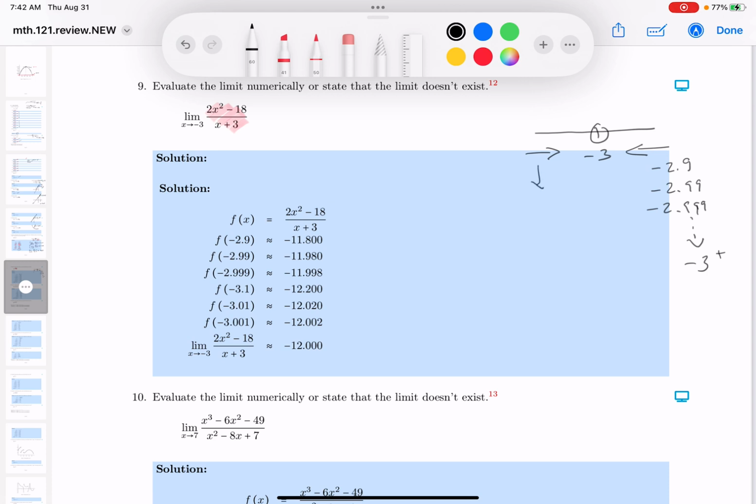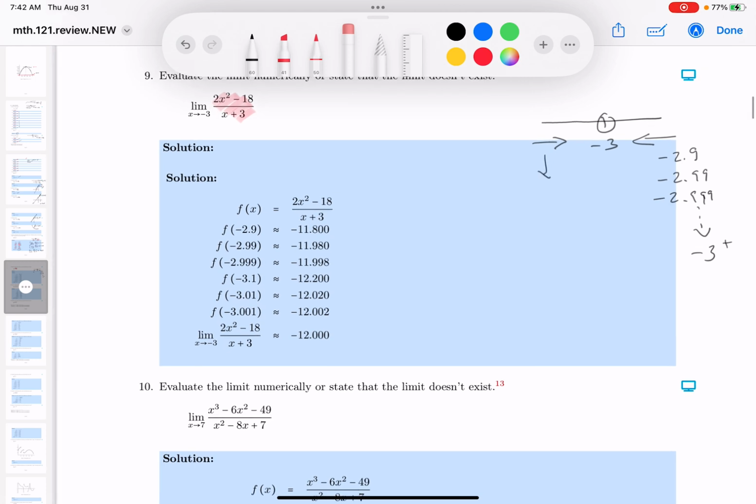Now, if I did the left side, what would I get? At the left of minus 3, I'd probably start with minus 3.1, and then I'd go to minus 3.01, minus 3.001. And then if I looked at this, I would say, oh, they're going towards minus 3 from the left of it, from the left. Those symbols are left and right, all right?